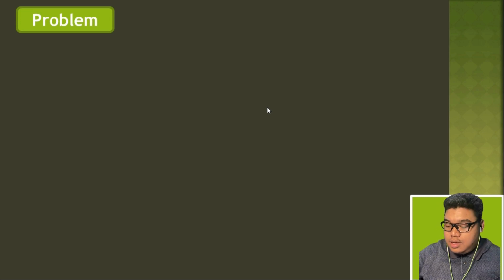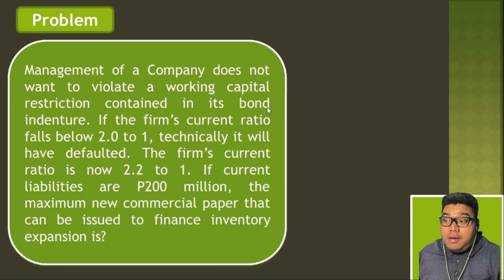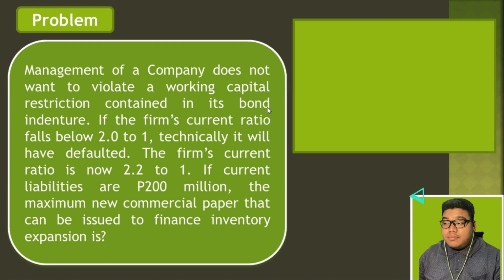So, the problem states, management of a company does not want to violate working capital restriction contained in its bond indenture. If the firm's current ratio falls below 2:1, technically it will have defaulted. The firm's current ratio is now 2.2:1. If current liabilities are 200 million, the maximum new commercial paper that can be issued to finance inventory expansion is.